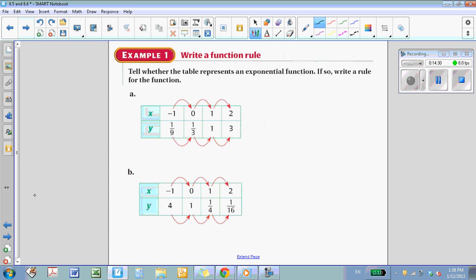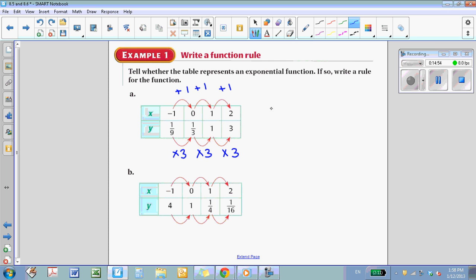Okay, so here's our first example from this section. First, we're asked to tell whether it is an exponential function. So first, take a look at the x's, make sure that they go up consistently, which they do. And then we're going to take a look at the y's. So what's happening here? It's a little easier to see here. I multiplied by 3, I multiplied by 3, I multiplied by 3.